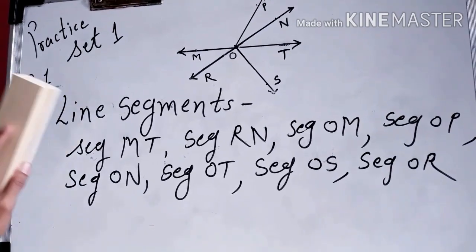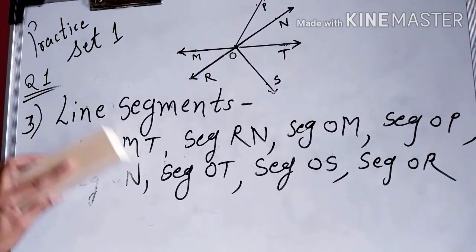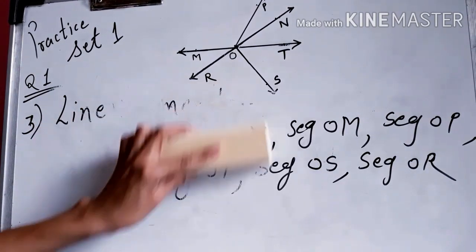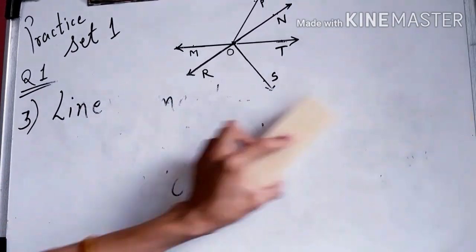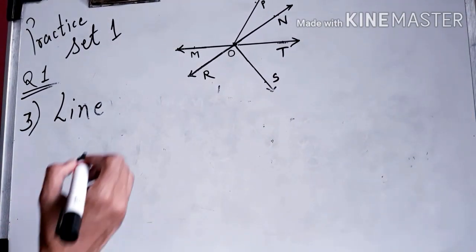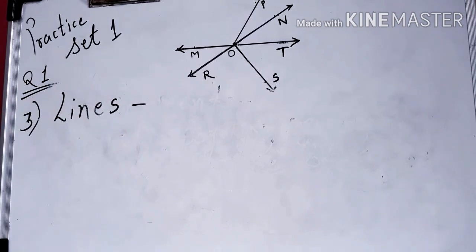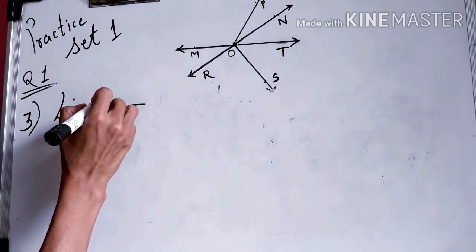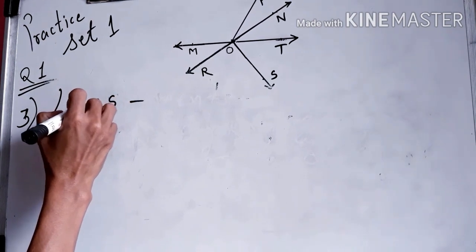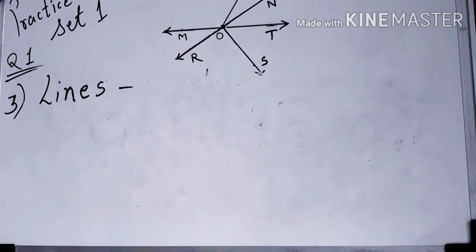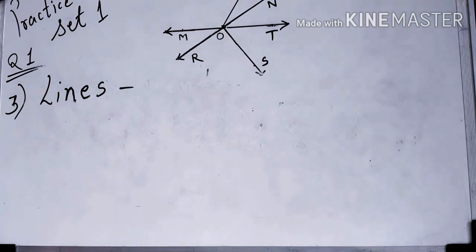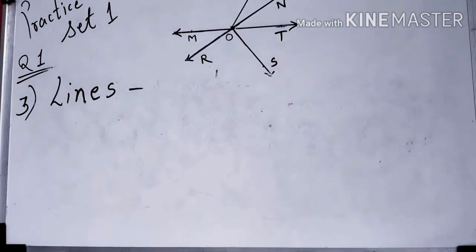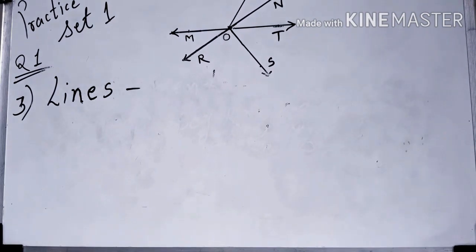Okay. Then the fourth point, they ask in the same figure the names of the lines. So which are the lines? What is meant by line? A line has arrows towards both its directions. That means we can extend it towards both sides. That is called the line. It doesn't have any limit. It shows arrows towards both its sides.